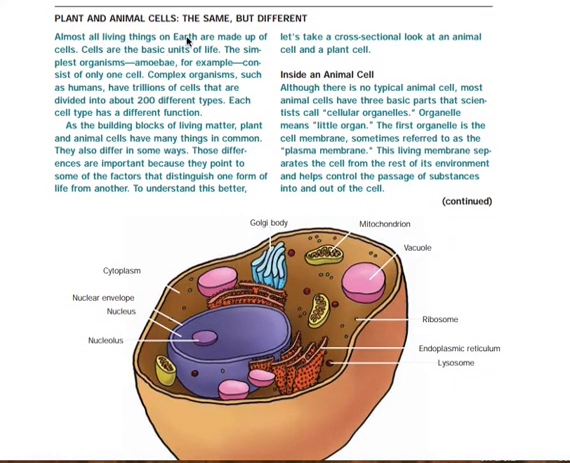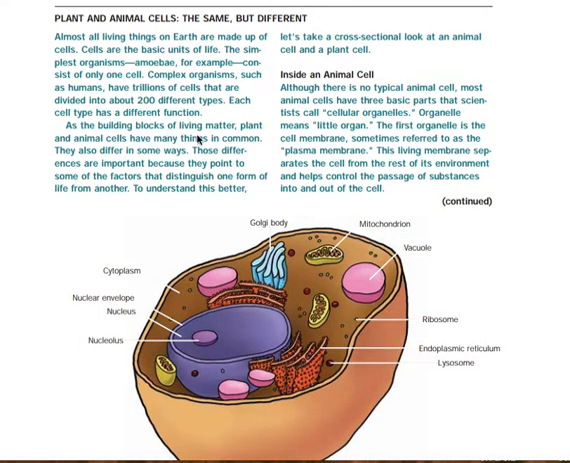Plant and animal cells, the same but different. Almost all living things on Earth are made up of cells. Cells are the basic units of life. The simplest organisms, amoeba for example, consist only of one cell. Complex organisms such as humans have trillions of cells that are divided into about 200 different types. Each cell type has a different function.